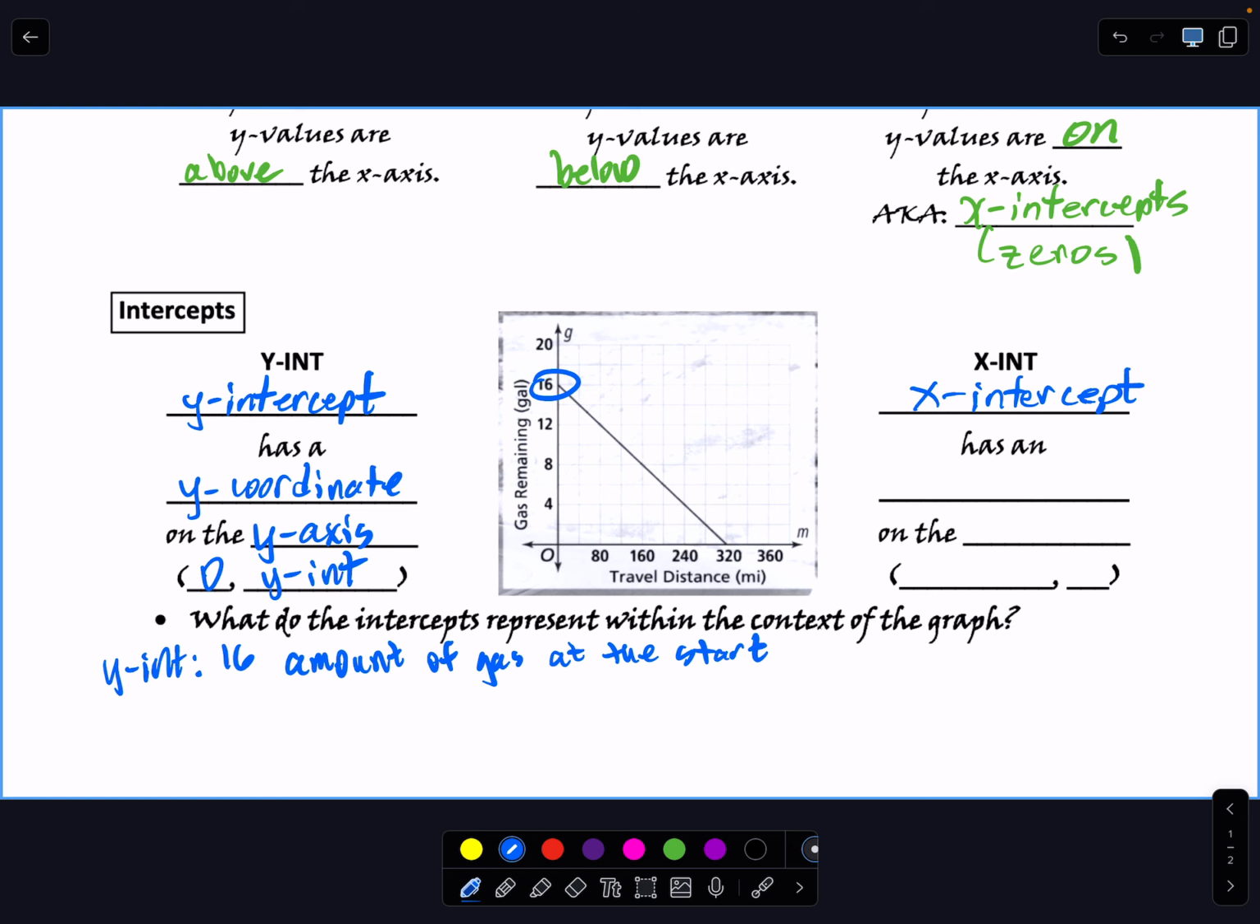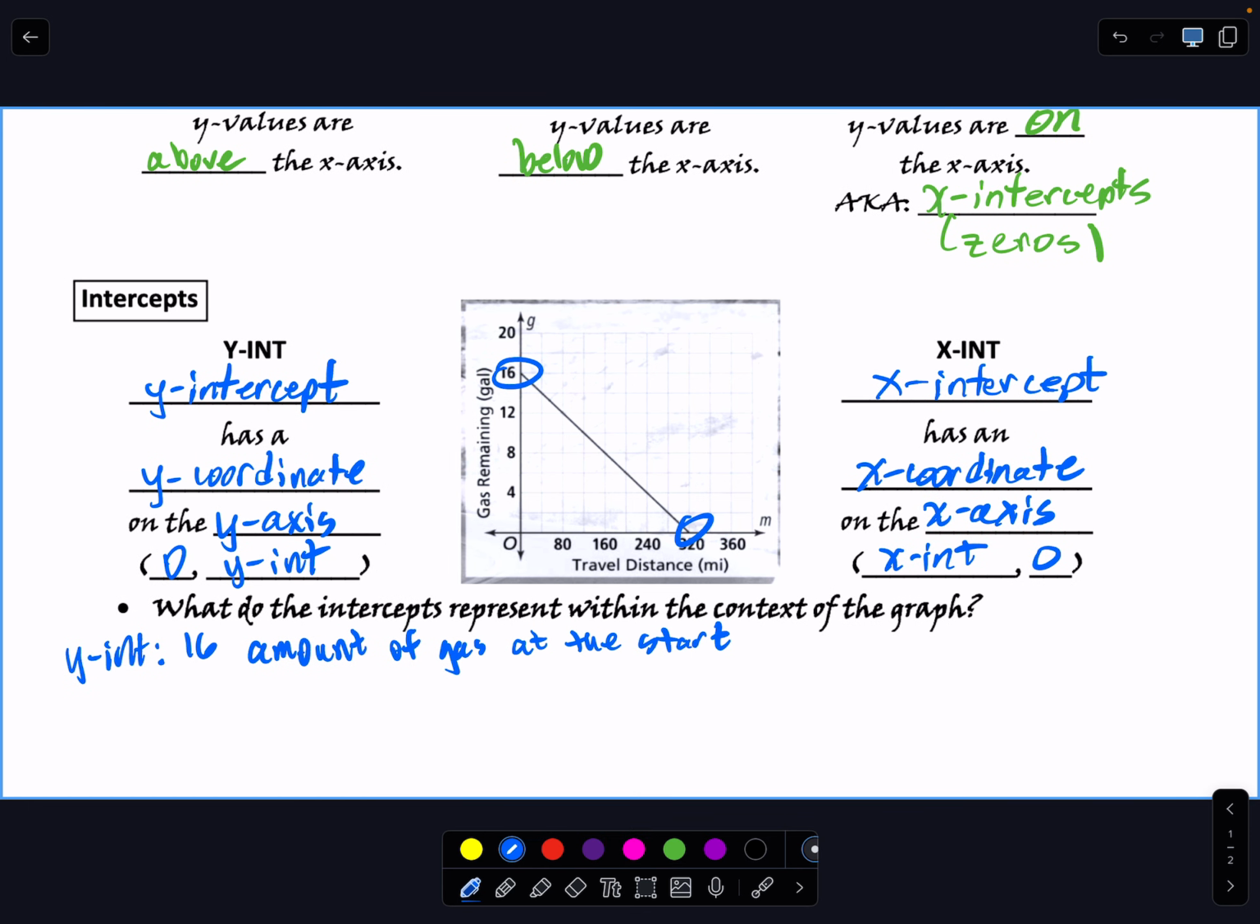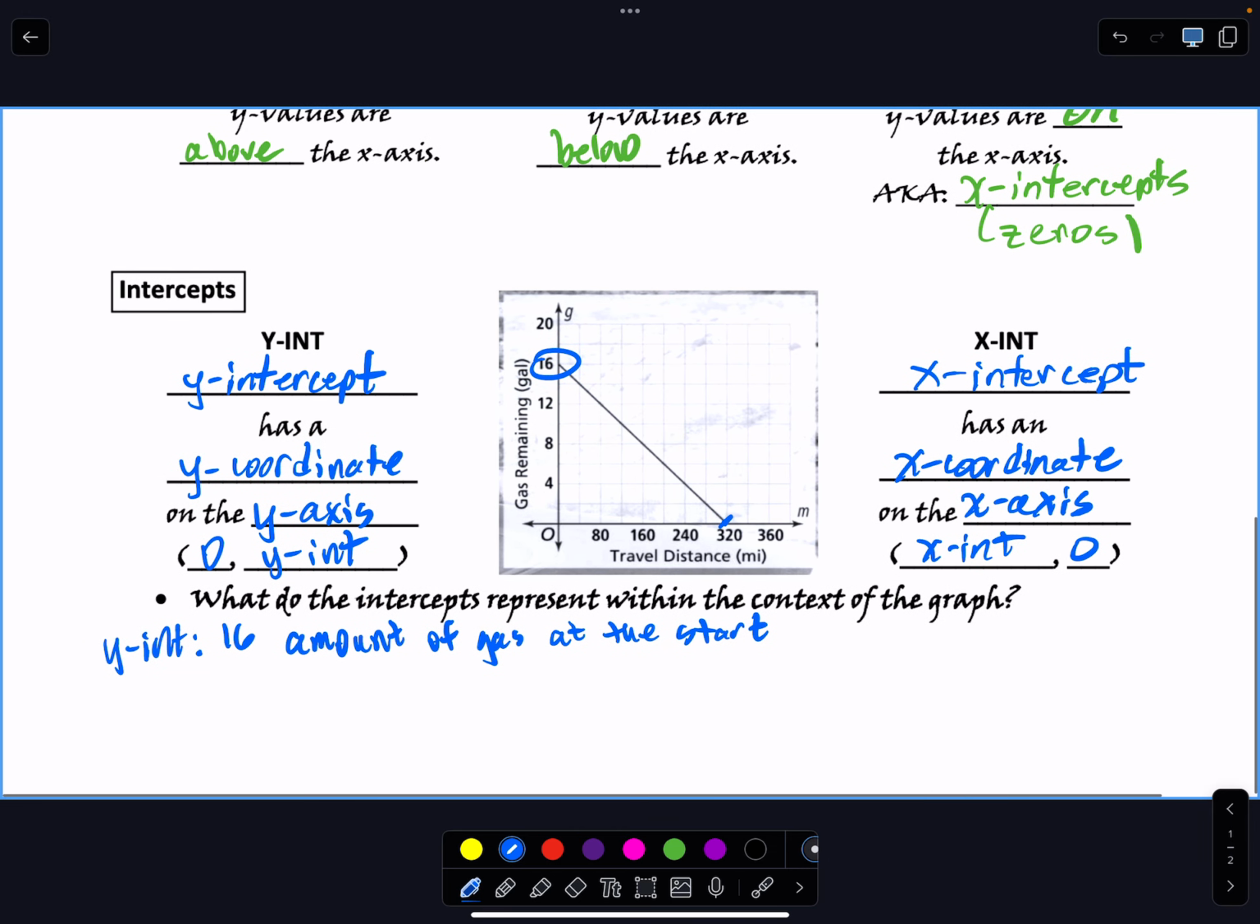And then for x-intercept, it has an x-coordinate on the x-axis. So the ordered pair is the value of your x-intercept, comma 0. On the graph, it's right here at 320. And so the x-intercept has a value of 320. And so the distance traveled is 320, and notice that the amount of gas you have is 0. And so the 320 is the distance you travel before you are out of gas.